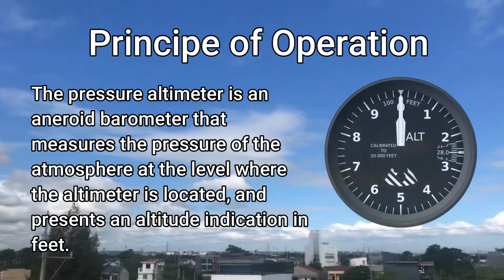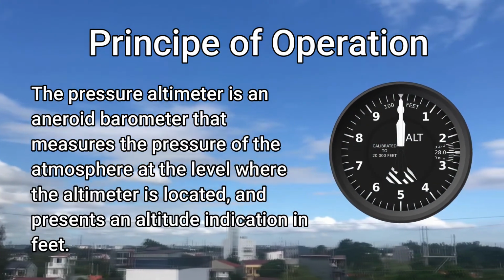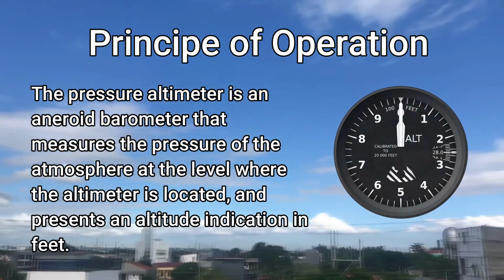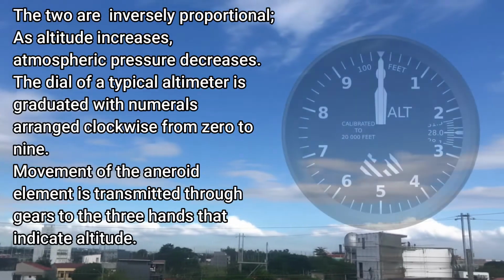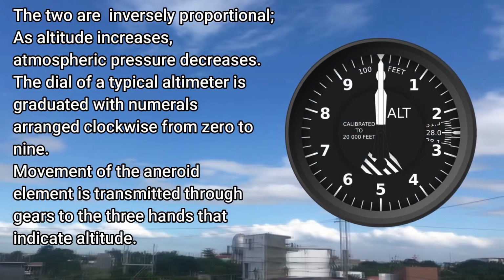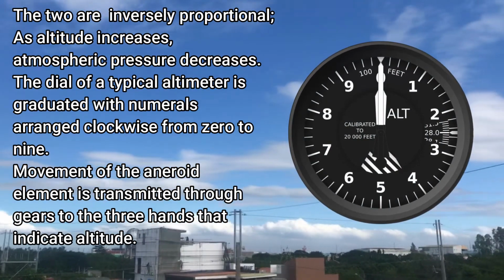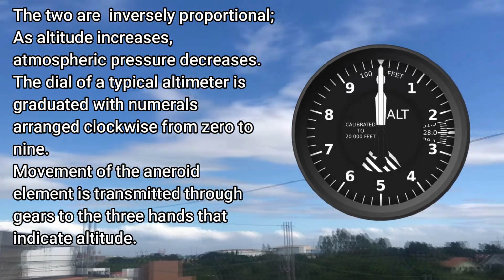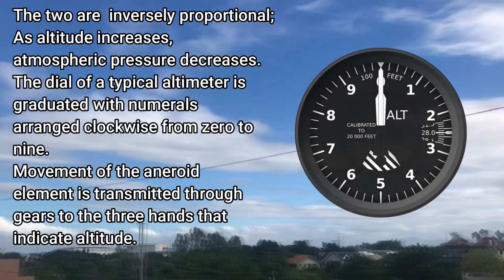The pressure altimeter is an aneroid barometer that measures the pressure of the atmosphere at the level where the altimeter is located and presents an altitude indication in feet. The two are inversely proportional. As altitude increases, atmospheric pressure decreases. The dial of a typical altimeter is graduated with numerals arranged clockwise from 0 to 9. Movement of the aneroid element is transmitted through gears to the three hands that indicate altitude.